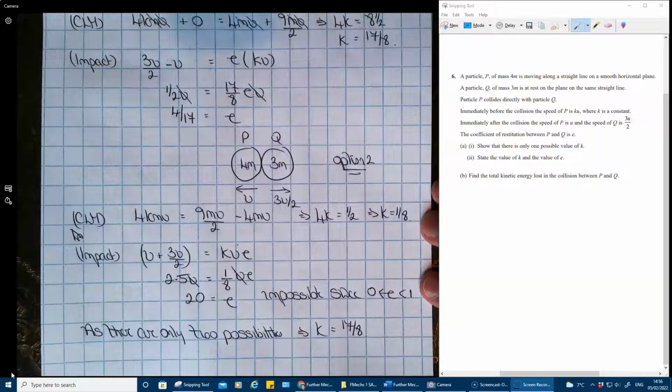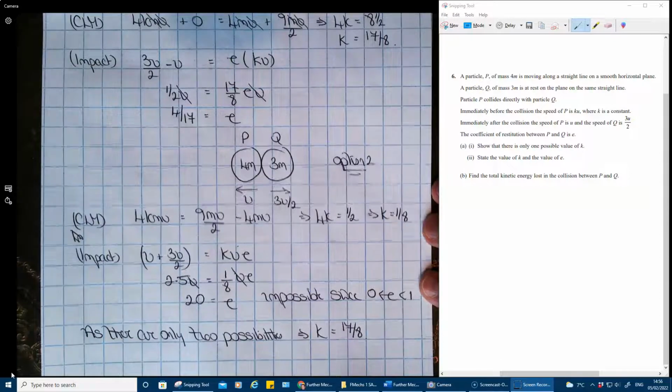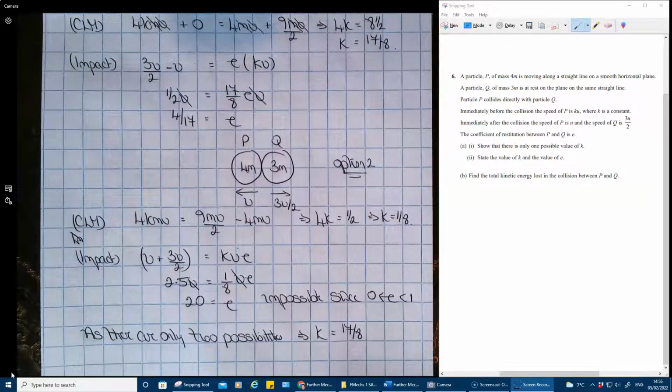Okay, we could also say, this is what it says in the mark scheme, that if k was 1/8, then both particles would gain in kinetic energy. If you work out the kinetic energy before and after for both, if k was 1/8, they both gain, which is not possible. Alright, now we've got to find the total kinetic energy lost in the collision.